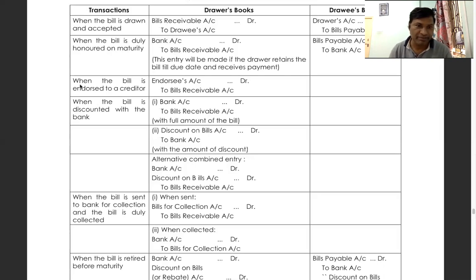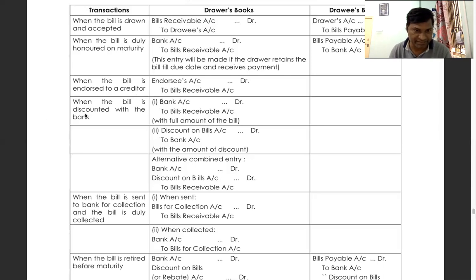When the bill is endorsed to a creditor, you are owing money to others and it is endorsed and given to him. If that is the case, endorsee's account debit to bill receivable account. You don't need to do anything in the books of drawee. That's not his headache to know. Therefore, he doesn't make any entry here. So only in the books of drawer, endorsee's account debit to bill receivable account when it is endorsed.